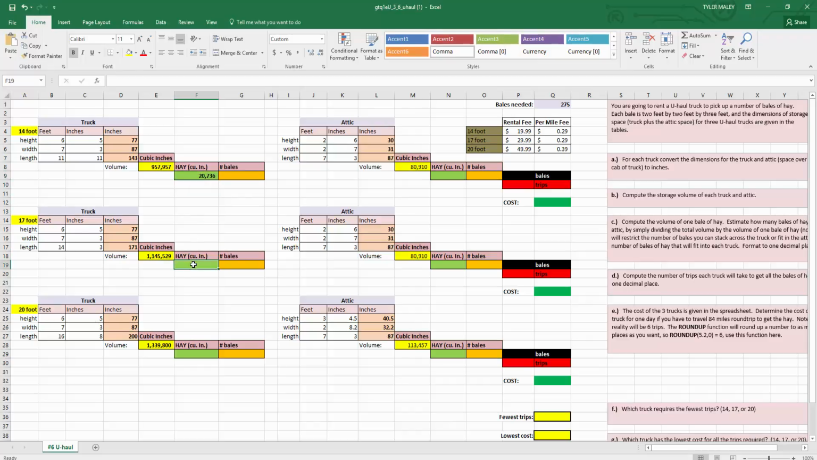Right, so for the first one we get 20,736. And in fact, these are all the same, so I'm just going to copy this formula, right? And copying this formula, there's no cell referencing, so it's not going to change anything. Whoops, that's not what I wanted to do. Right, so I can just copy and paste this in the appropriate cells for the hay cubic inches.